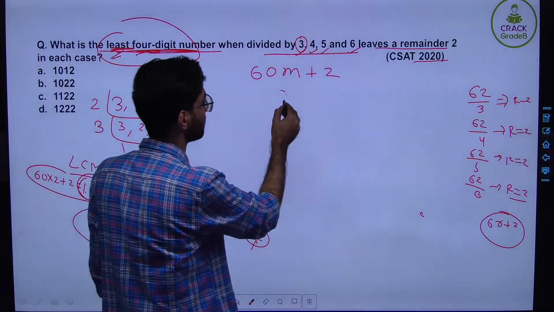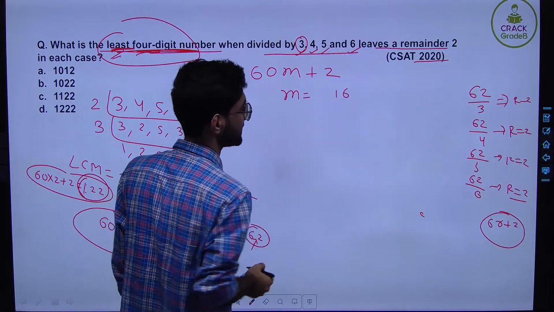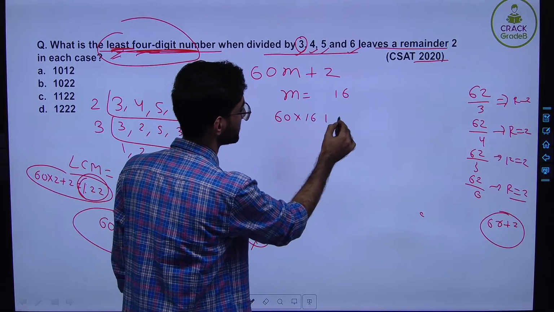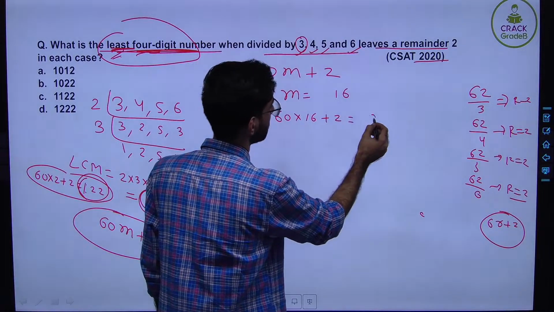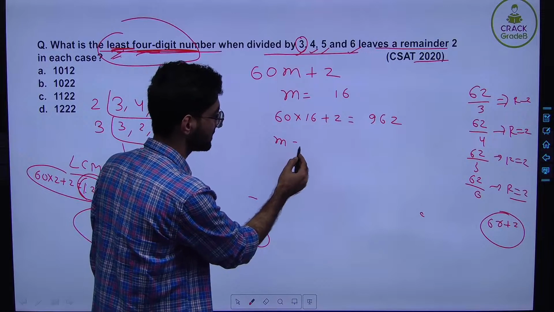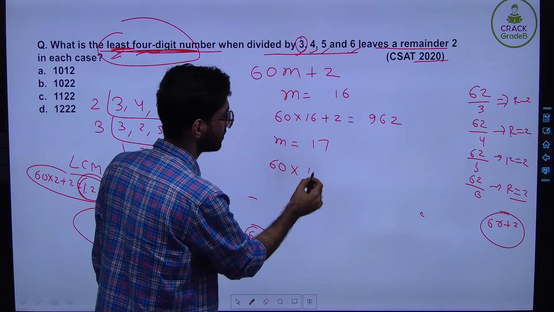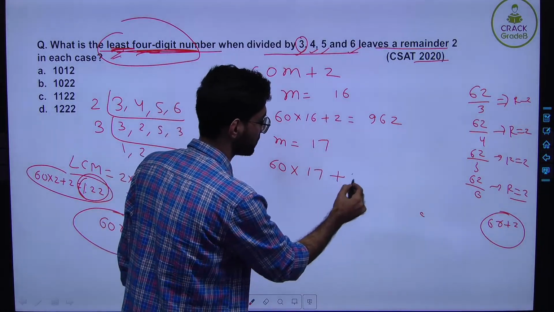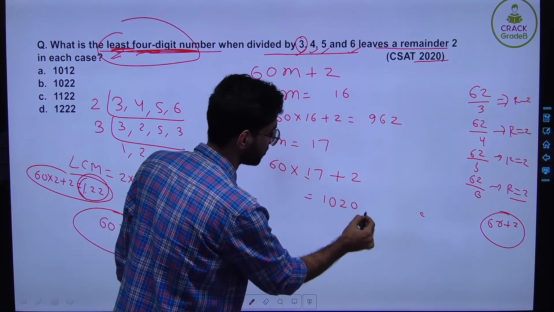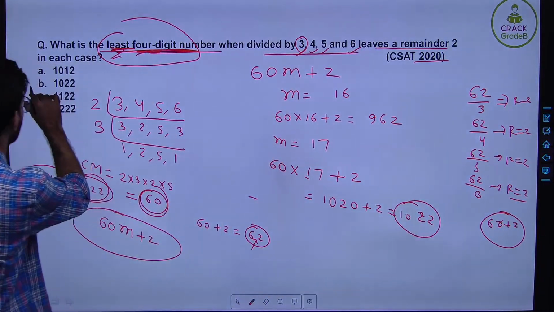If you put the value of m as 16, you will get 60 into 16 plus 2, that is equal to 962. If you put the value of m as 17, you will get 60 into 17 plus 2, which will be equal to 1020 plus 2, so 1022. So 1022 will be the answer.